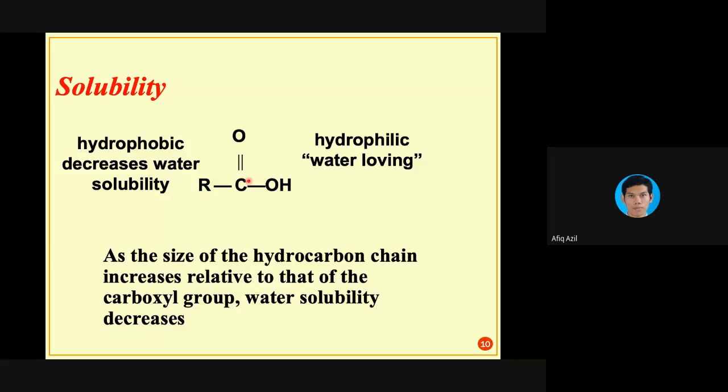That means you cannot dissolve it in water, for example. But this hydrophilic part, which is the OH and the C double bond O, can form hydrogen bonds with water. But it also depends on the length of the R, which is the alkyl group. As the size of the hydrocarbon chain, which is this R, increases relative to that of the carboxyl group, which is this one, water solubility will decrease. So you look at the number of R over here.